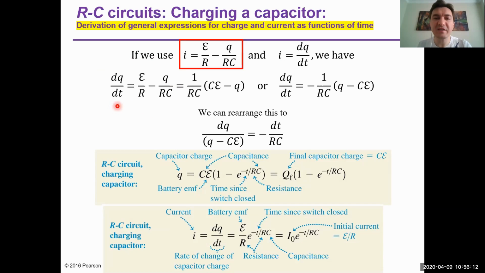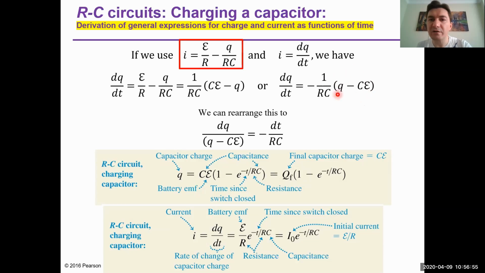If I take 1 over RC and rearrange the expression, I can write it like this: 1 over RC times (C times EMF minus Q). I can also rearrange this one. I take this minus out, so here Q is positive and this one is negative, but here I put another negative sign. I have just rearranged it. So here we have dq, here we have q, and here we have dt.